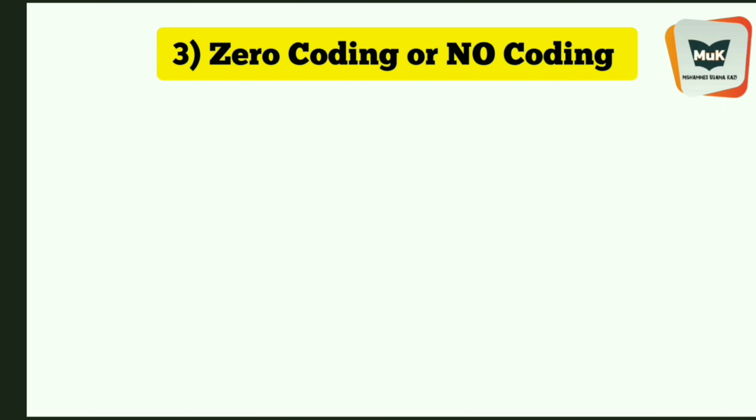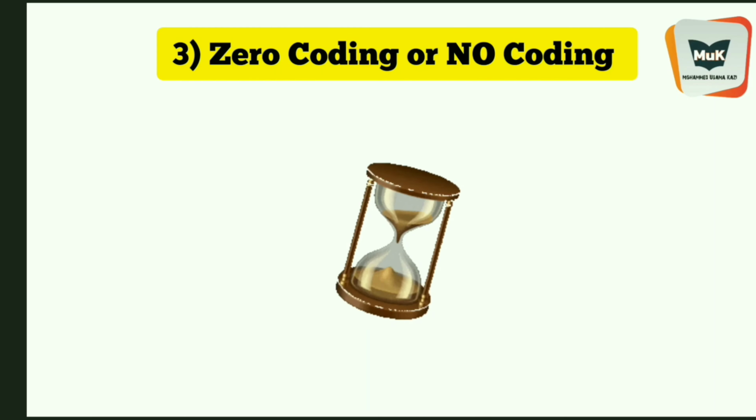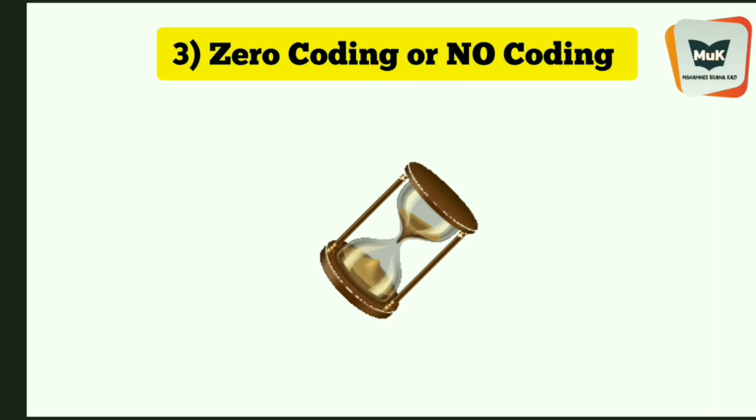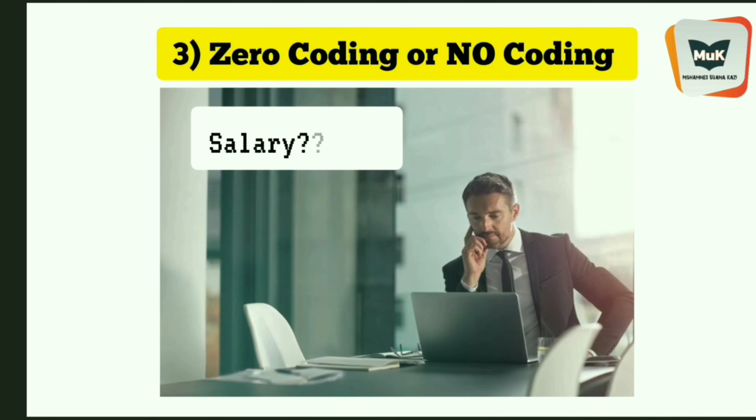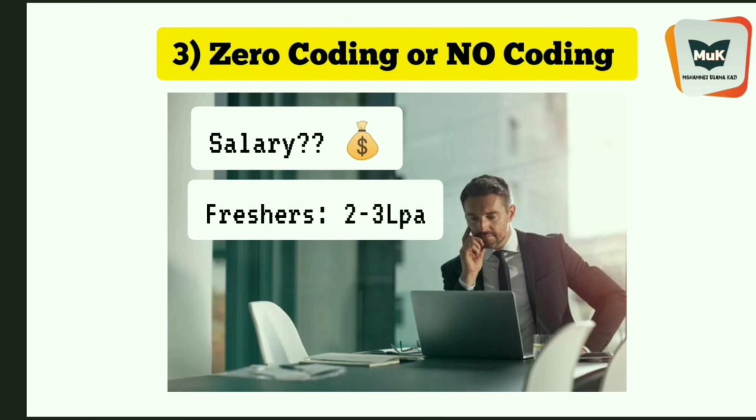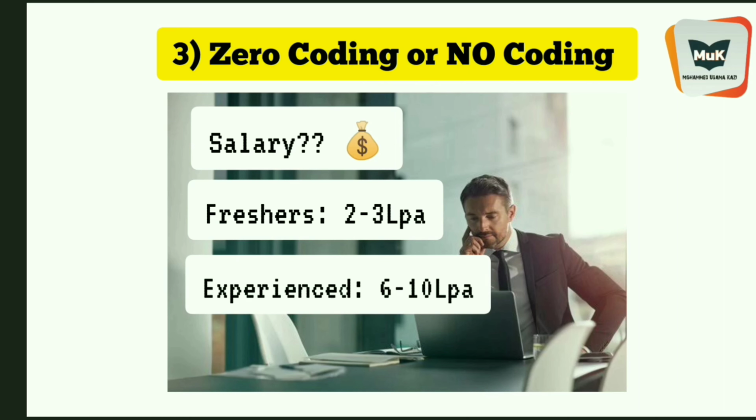Now what about the time to spend learning any of these skills? Basically you will need a minimum of 3 to 6 months to cover any one of the skills I mentioned. And now what about the packages? For freshers it is 2 to 3 LPA, and for experienced people it ranges between 6 LPA to 10 LPA, to a maximum of 15 LPA.